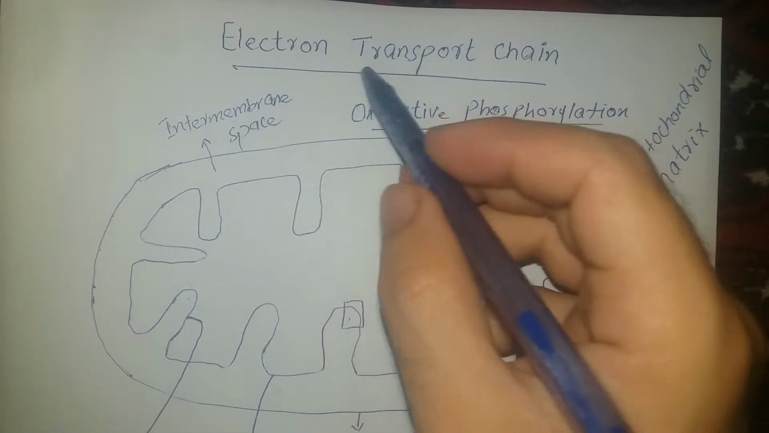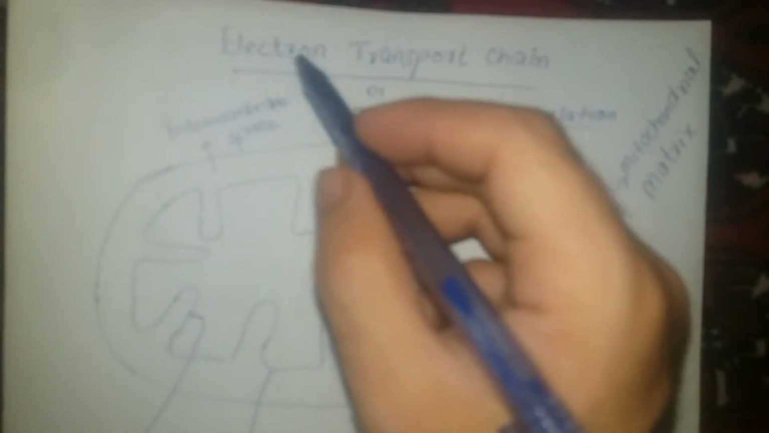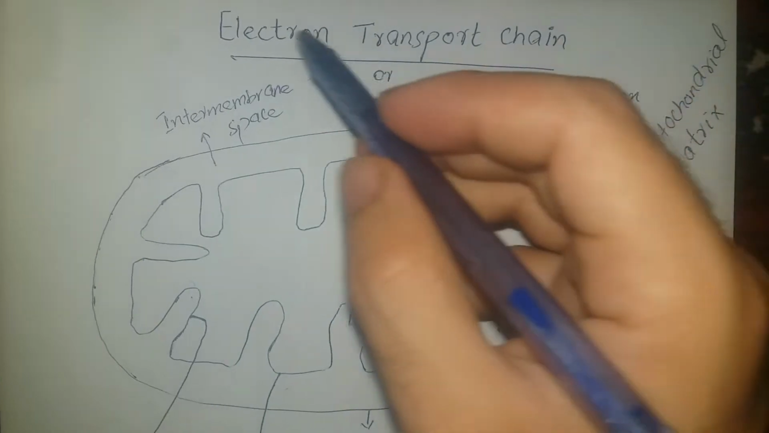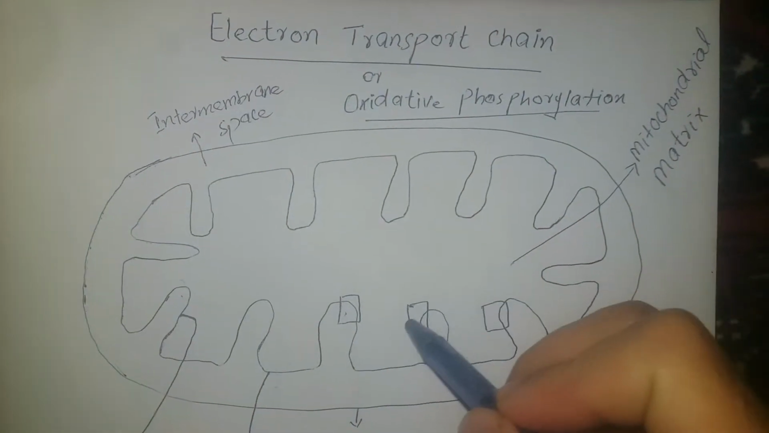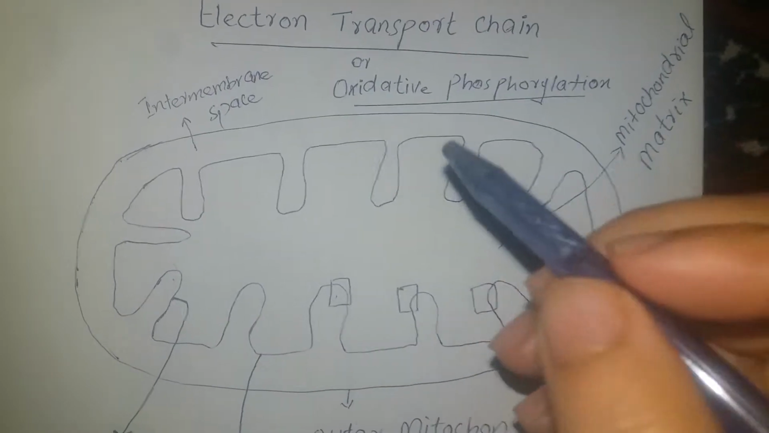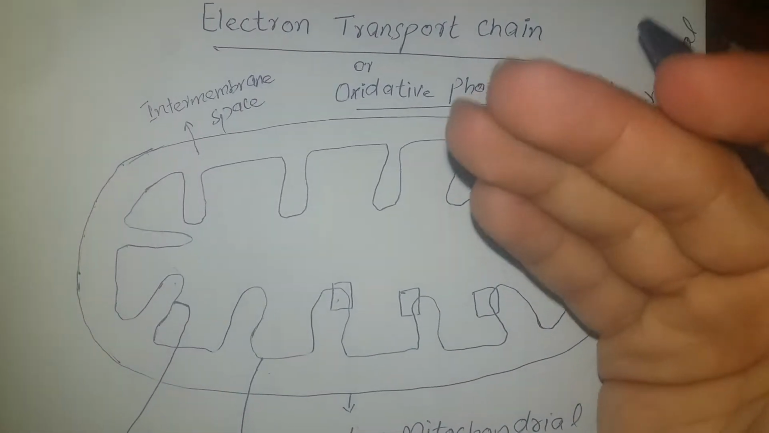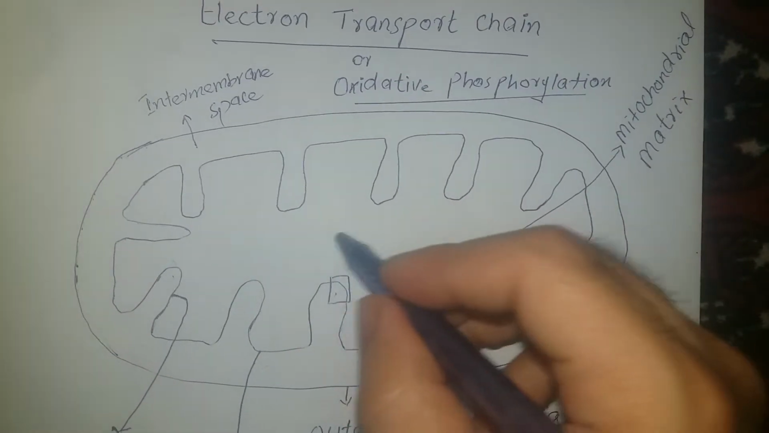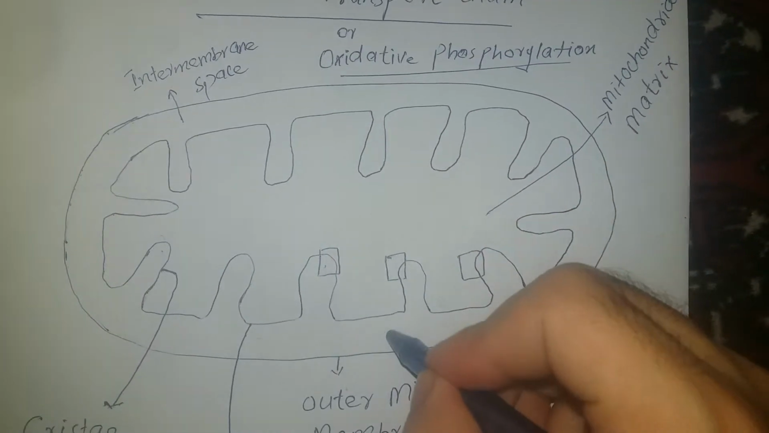From where do these electrons come? These electrons come from NADH or FADH2. So, what is the purpose of the electron transport chain? When electrons are transported from one complex or enzyme to another enzyme of the electron transport chain, then energy is released. That energy will pump protons from the mitochondrial matrix into the intermembrane space.